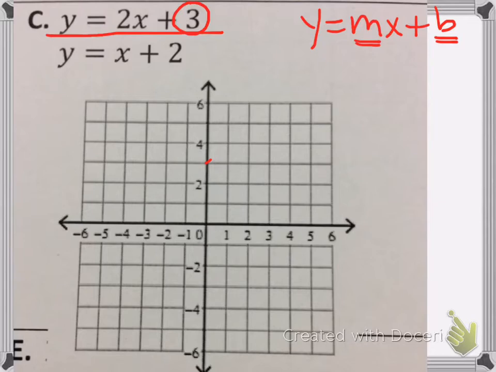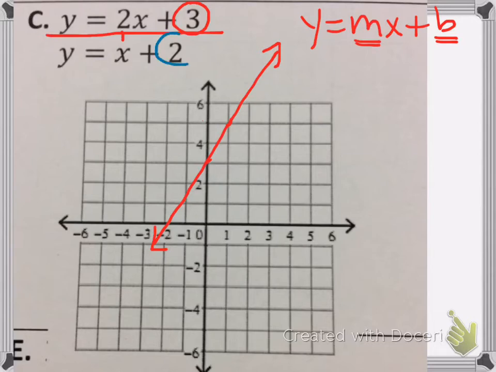Then you're going to follow your slope. Your slope is 2, so we're going to write that 2 over 1. So from there, you go up 2 units and over 1 unit and draw another point. Your line's going to go through those two ordered pairs, and just do the best that you can to make sure that your line goes through those ordered pairs.